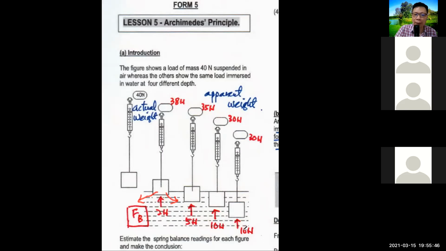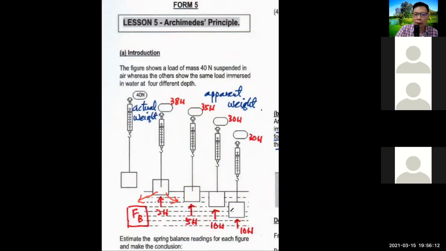Why does it remain the same? Because the weight of water displaced here and the weight of water displaced here are the same already. Fully submerged means you already displaced maximum water, which is 10 Newton. So when you make it deeper, it is the same. The weight of water displaced still cannot change, it still remains as 10 Newton.